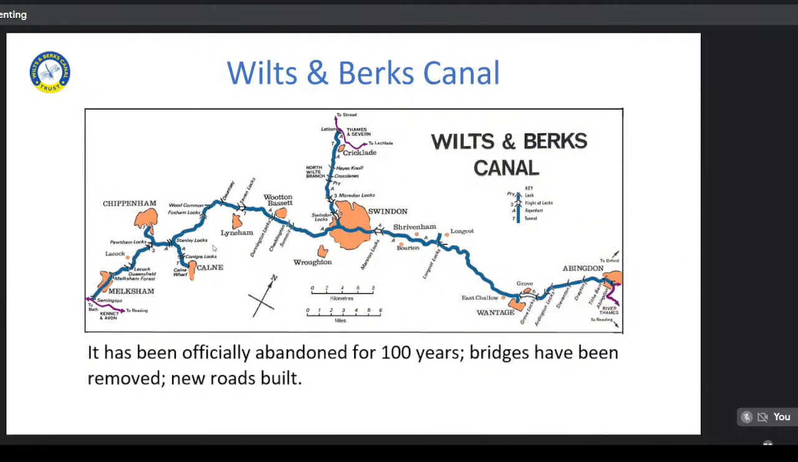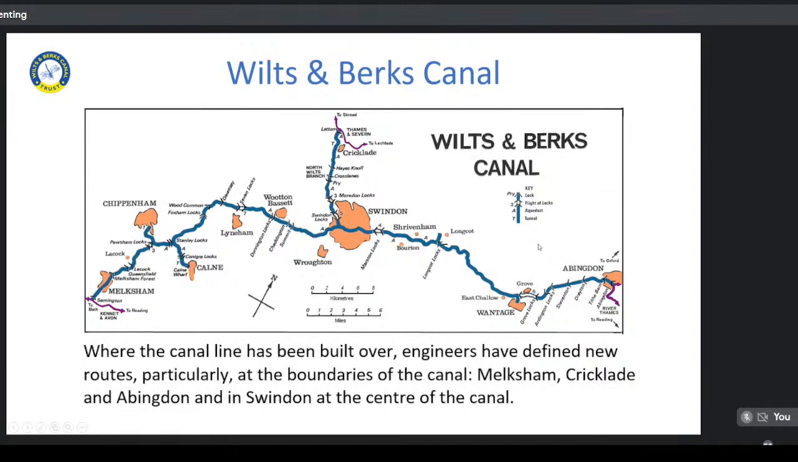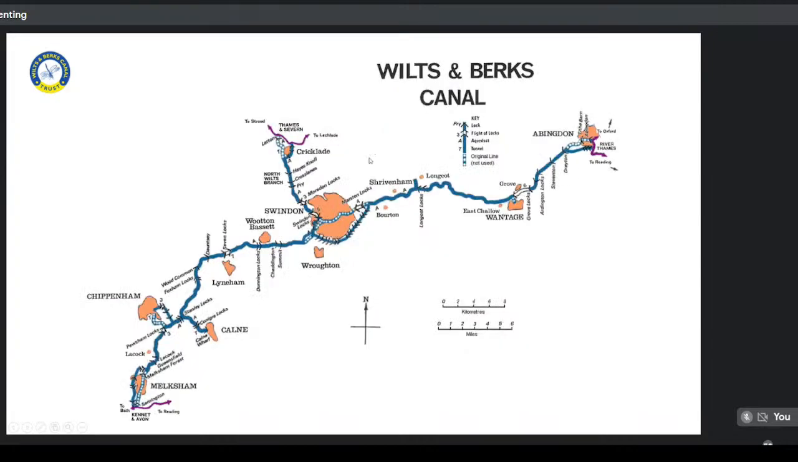So here's the canal. It was officially abandoned. It's been officially abandoned for more than 100 years. Bridges have been removed, new roads built. Towns such as Swindon, Melksham, Abingdon have blocked the route entirely. So where the canal line has been built over, engineers are defining new routes, particularly at Melksham, around Swindon, Abingdon, and at Cricklade. So here are the new routes.